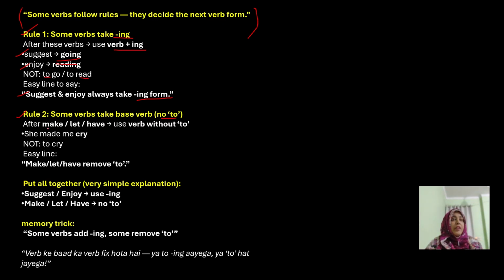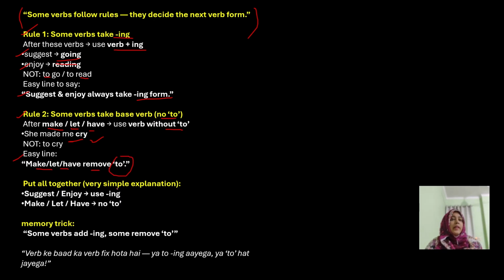Let's see. After make, let, have, use verb without to. If you see verbs like make, let, and have in a sentence, you will not use to in front of them. Let's see the example. She made me cry. Now you can see made, from make. So she made me cry. You can see there is no to. There is only the verb's first form. Cry is the first form of the verb. Easy line. Let's see once more. Make, let, have. If you see these types of verbs, remove to.